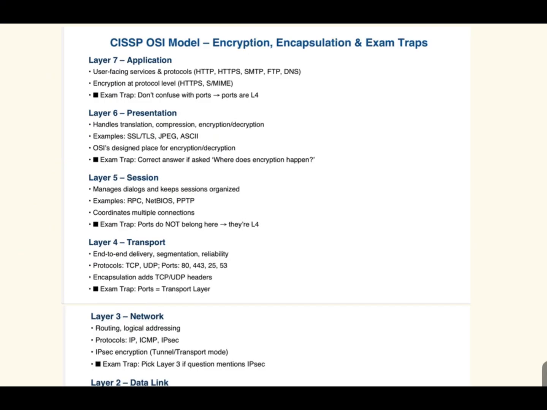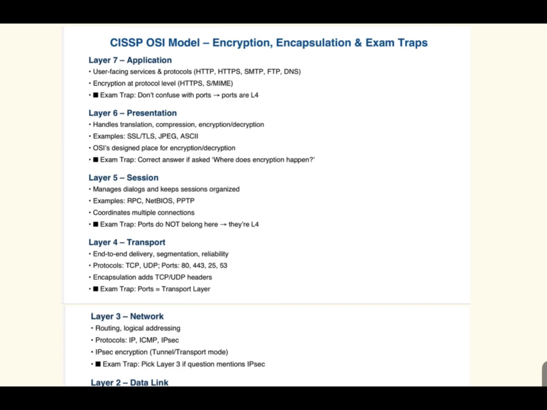We will discuss this in upcoming slides. But what we need to keep in mind: application layer, user-facing services and protocols, and encryption at protocol level, right? So as I said, don't confuse with ports, right? We will come to that layer and then we will discuss further.